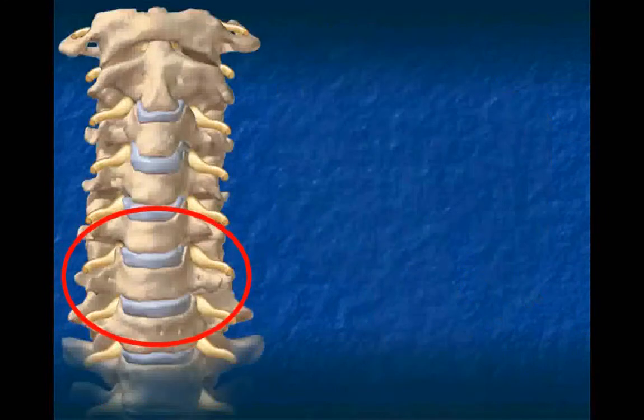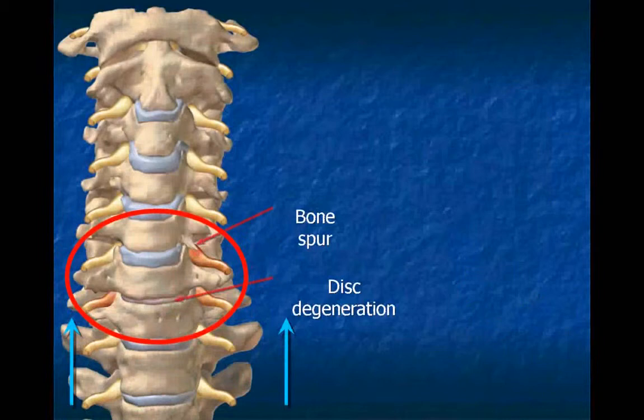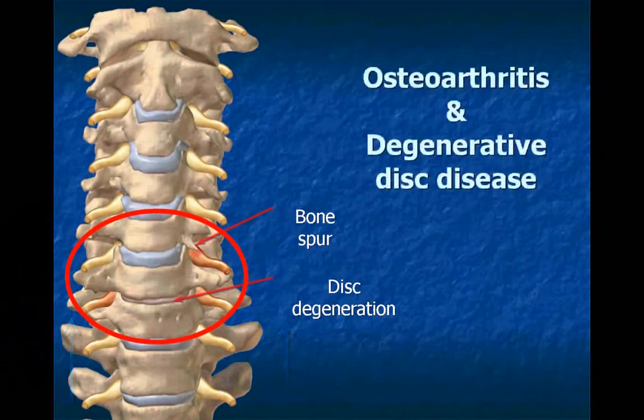Quite often, disc degeneration combined with bone spurs and wear and tear of the vertebrae occur at the same time. These changes in the health of the cervical spine and its discs are forms of osteoarthritis and degenerative disc disease.